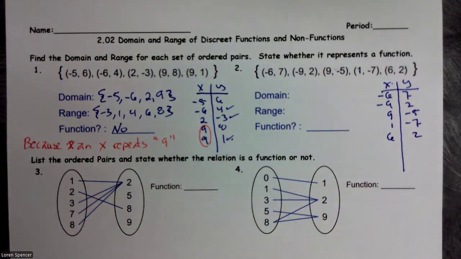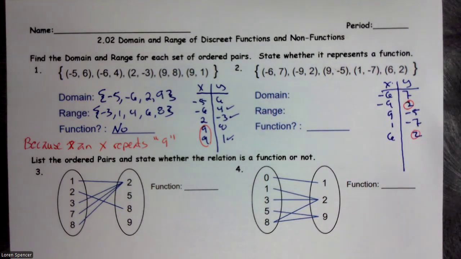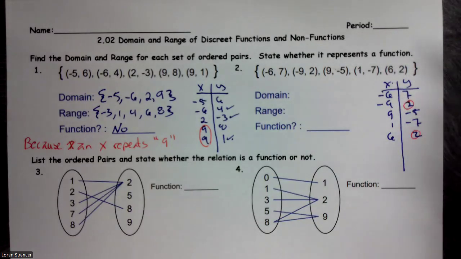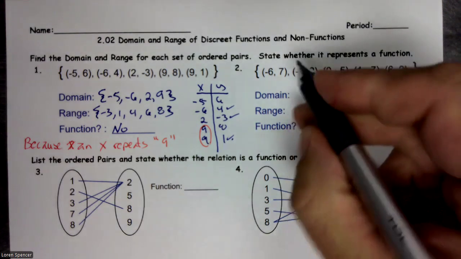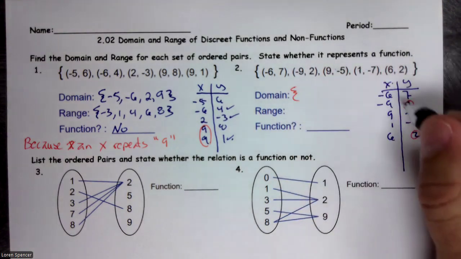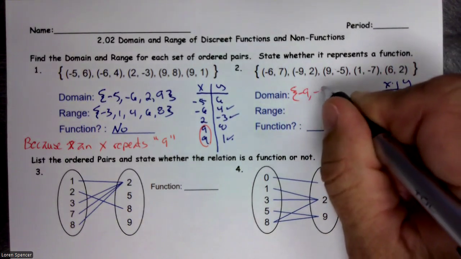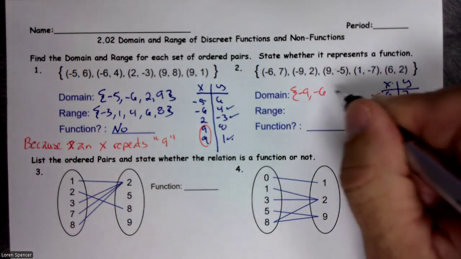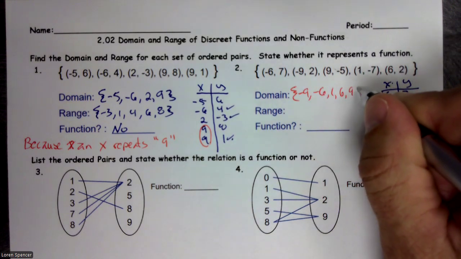When I look, I see the twos over here repeat, so when I write the range, that's going to impact me. But on the X's, I don't have any repeats, and we always start with the smallest. So we're going to start with -9, then -6, then 1, then 6, and then 9.